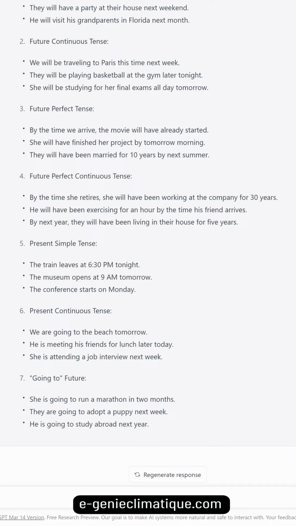Present simple tense. The train leaves at 6:30 p.m. tonight. The museum opens at 9 a.m. tomorrow. The conference starts on Monday.